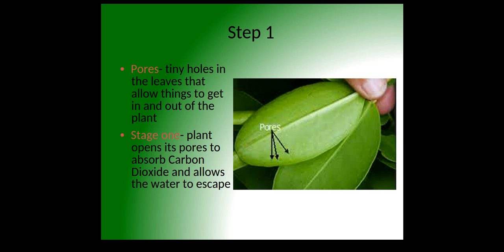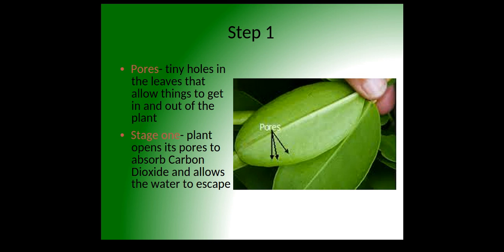Now, in order for a plant to absorb CO2 from the air during photosynthesis, it must open its pores. What are pores, you ask? Pores are tiny little holes in the leaves that allow toxins and other things to get in and out of the plant. Did you know we have these too, humans? Every time we sweat, it's exactly how it gets out of our body. Those pores open up and allow bad things to escape our body via sweat. Well, when plants open their pores to absorb this carbon dioxide, it allows the water to escape too.